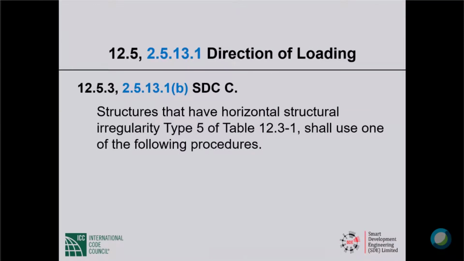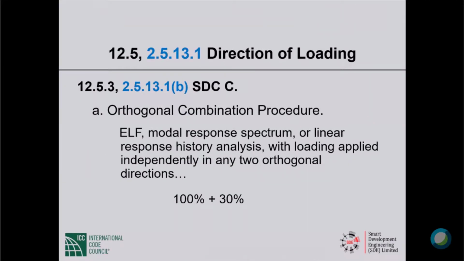Design category C, structures that have horizontal irregularity type 5 shall use one of the following procedures. Now you have to consider orthogonal effects, and one way to do that is the orthogonal combination procedure. You do equivalent lateral force, modal response spectrum or linear response history analysis with loading applied independently in any two orthogonal directions, and then you design a structural member for 100% of the effect of the X earthquake plus 30% of the effect of the Y earthquake, or 30% of the effect of the X earthquake and 100% of the effect of the Y earthquake, whichever is the larger of the two. If 100% of X plus 30% of Y is larger than 30% of X and 100% of Y, then you design for 100% of X plus 30% of Y.